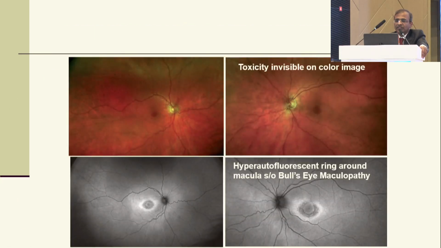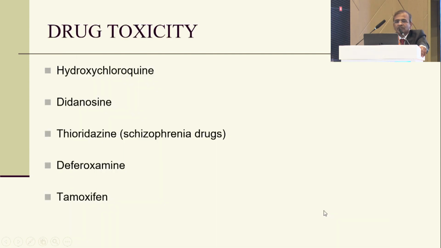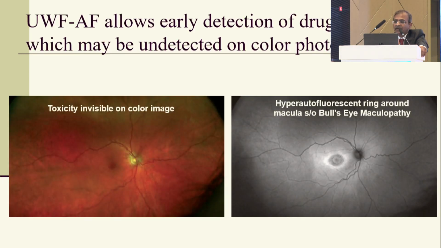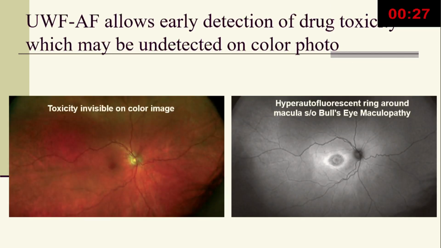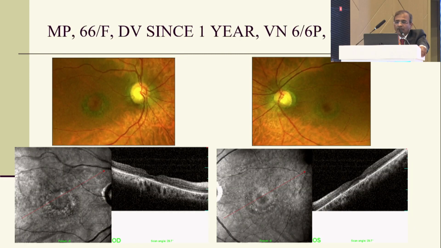In cases of drug toxicity also it is helpful, because in color images drug toxicity changes are sometimes missed, but if you do an autofluorescence, you can get a typical bullseye maculopathy with a central hypo surrounded by a hyperautofluorescent ring. So in cases of drug toxicity like hydroxychloroquine, didanosine, thioridazine, deferoxamine and tamoxifen, in all these conditions you can see this bullseye maculopathy, which helps you determine whether the patient is reacting to it or not.